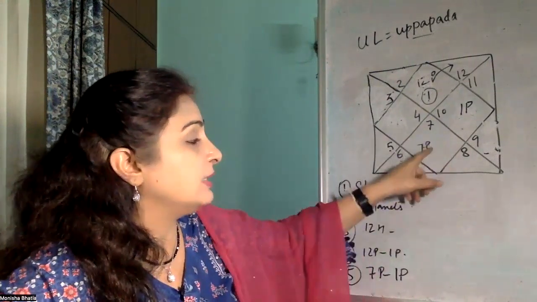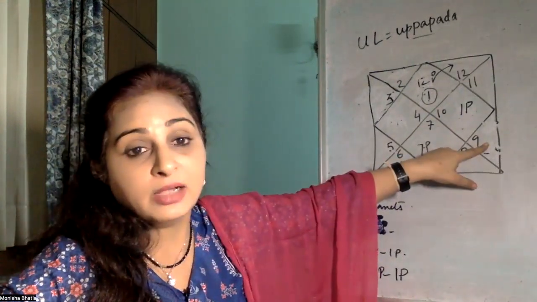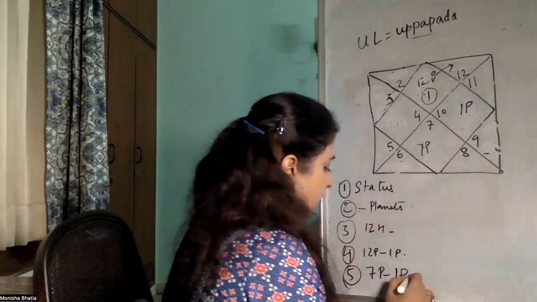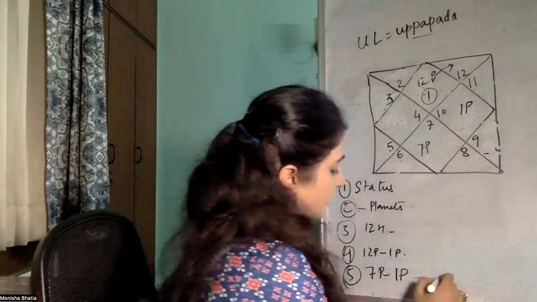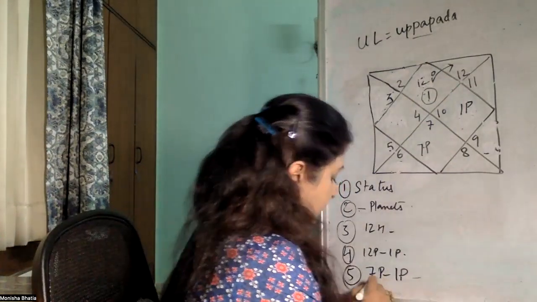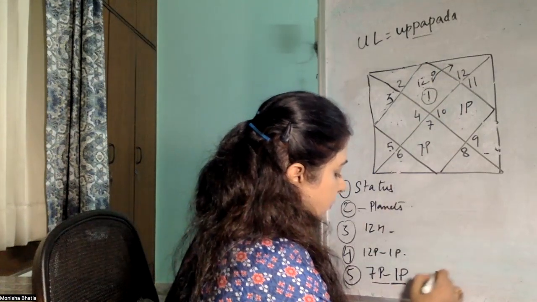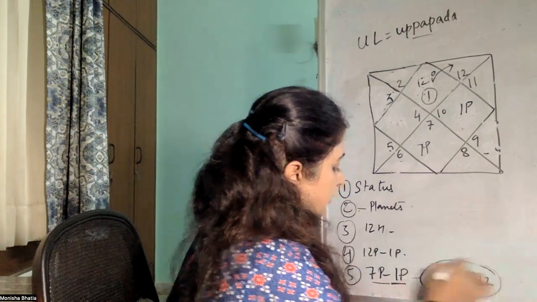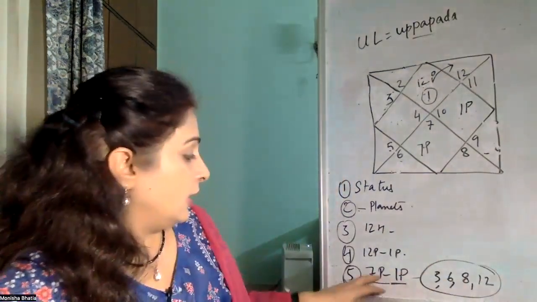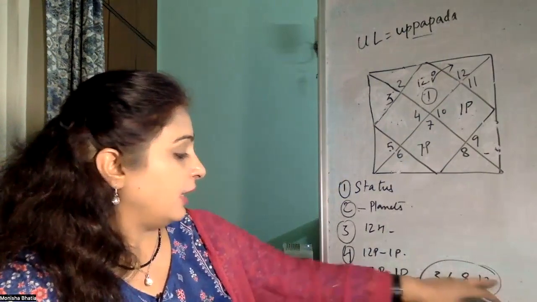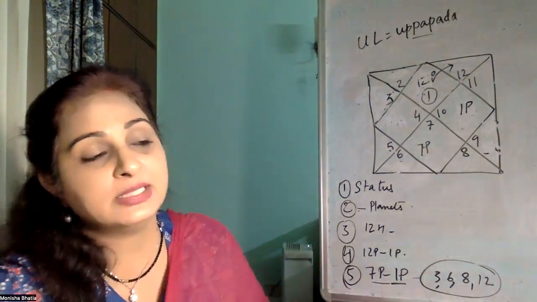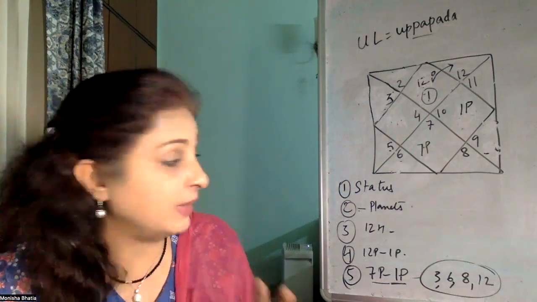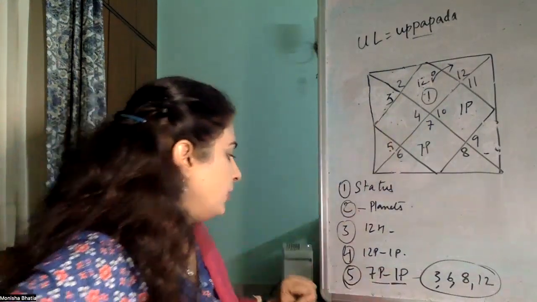But if the seventh pada is sitting in the 12th house to your first pada, or in the third house, so I'll write down: if the seventh pada and the first pada are 3, 6, 8 and 12 places away from each other, then we can say that the sexual compatibility will be very bad. So this point I have told you.